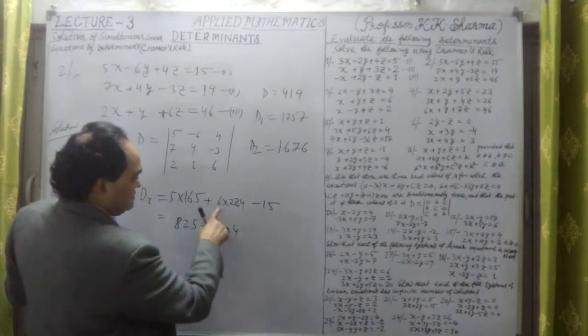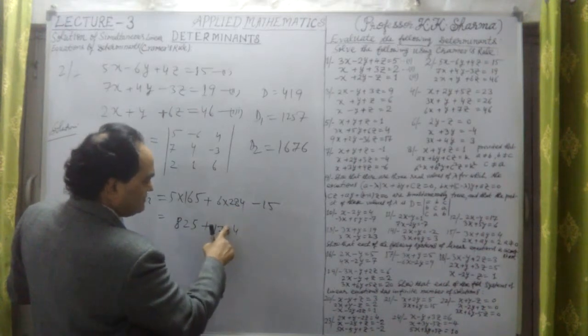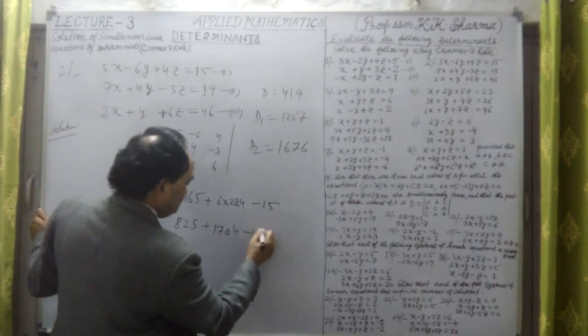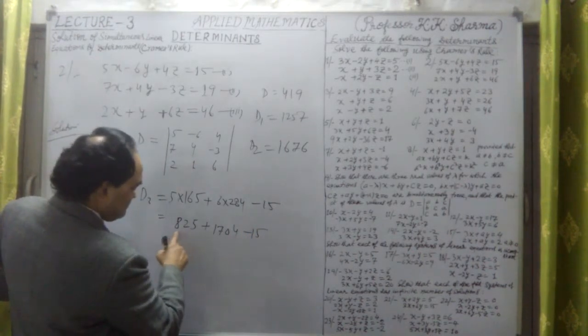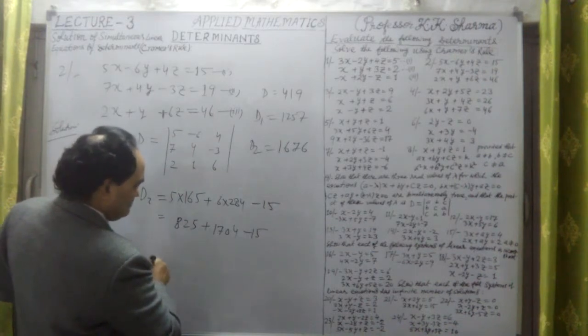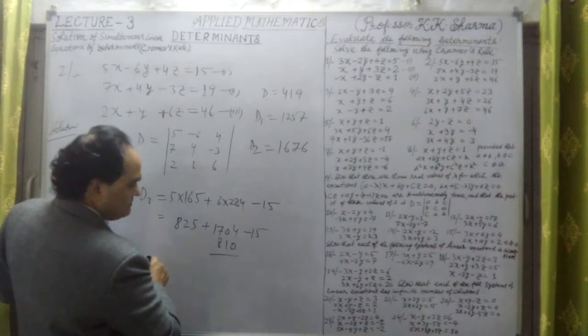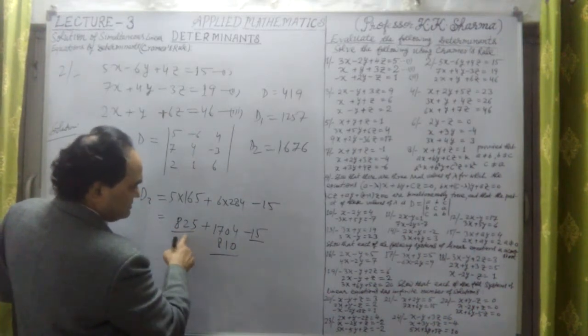1704. 6 for the 24, you carry 6 at the 48 and 50, 0, 5 carry. You have 12 and 5, 70. 115. 15 and 825, this is 810. 810, let me add here. And 1705, let me add this. 825 and minus 15 is 810.